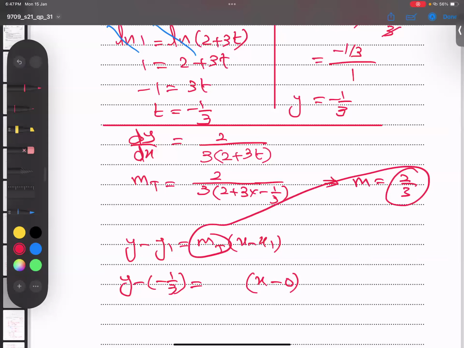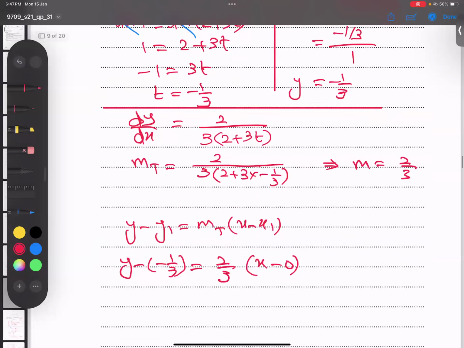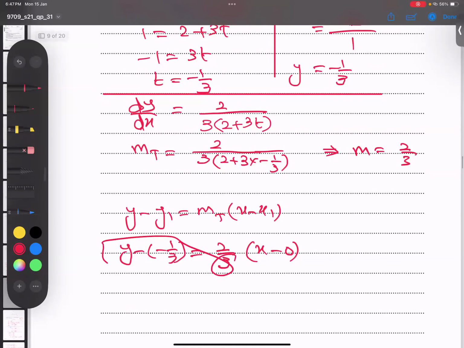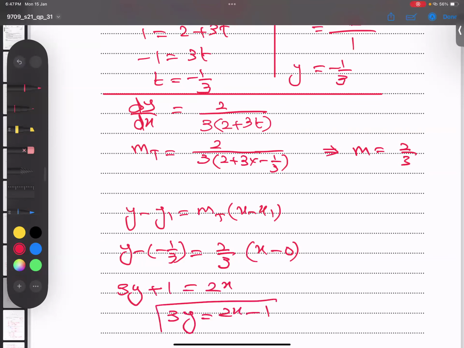This value I'm going to plug in here. Now, students, 3 will multiply the left-hand side. When 3 multiplies with y, I get 3y. 3 multiplied with this, I get a plus 1. 2 multiplied inside, I get this. And ultimately, 3y equal to 2x minus 1 is my final answer, which he was asking us. So I hope you got the point.